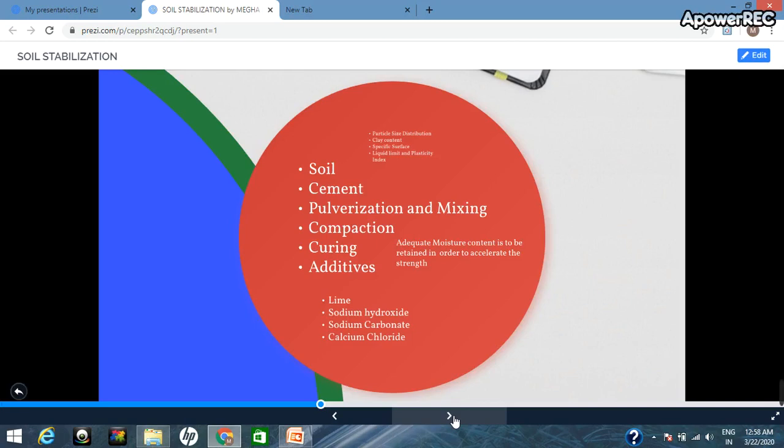Certain additives also affect the soil cement stabilization. That means if you add, along with soil and cement, lime, the effects would be different. Along with soil and cement, if you add sodium hydroxide, sodium carbonate, or calcium chloride, the effects would be different.